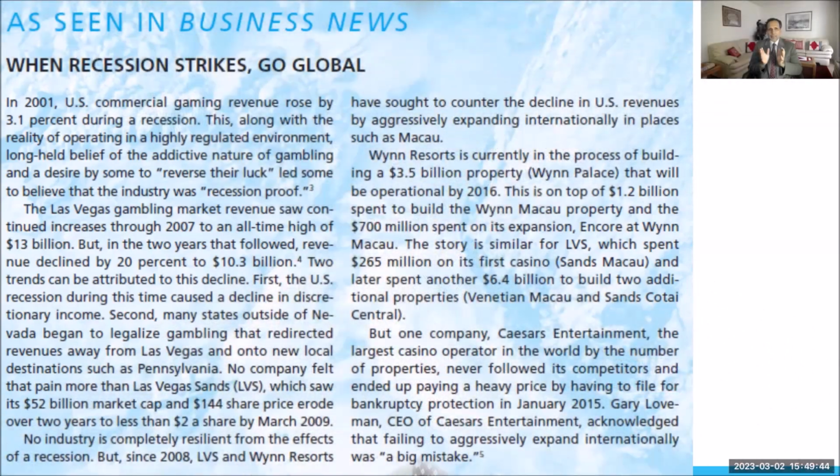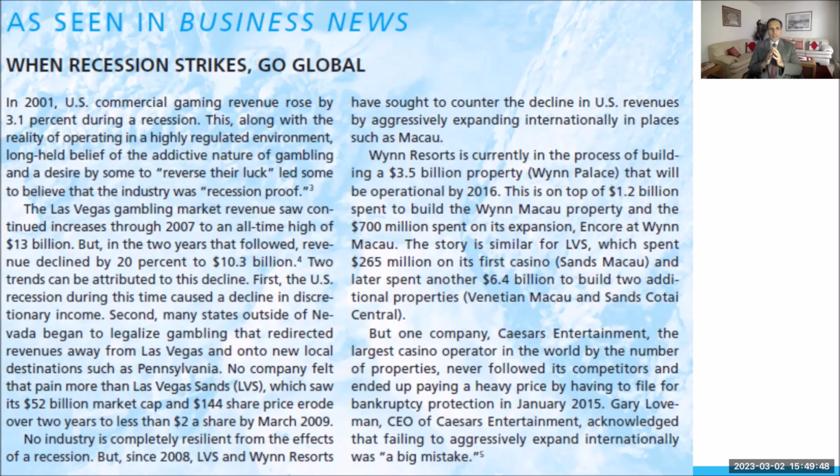And so when you're assessing the opportunity, you need to take advantage of the opportunity whenever it is available. Otherwise, the opportunity will be gone. So let's look at a case where a company might go global during a recession period. The title of this segment is When Recession Strikes, Go Global.